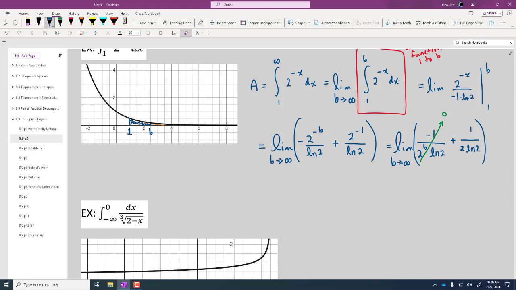Which tells us the overall limit is 1 over 2 natural log of 2. So that is the area of that unbounded region. That unbounded region is finite in area, and that's what its area is. And certainly a lot less than 1. When we did 1 over x squared, we got a tail that had an area of 1. That's a lot less than 1. Because an exponential decay is going to approach the x-axis even faster, so it's going to have less area.